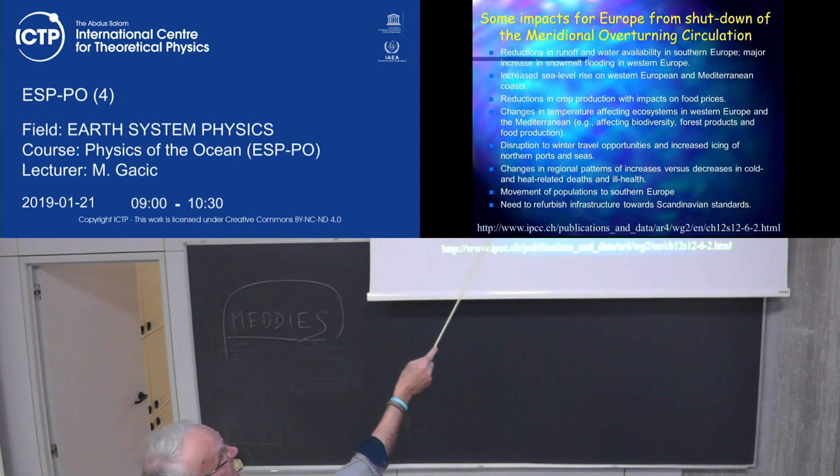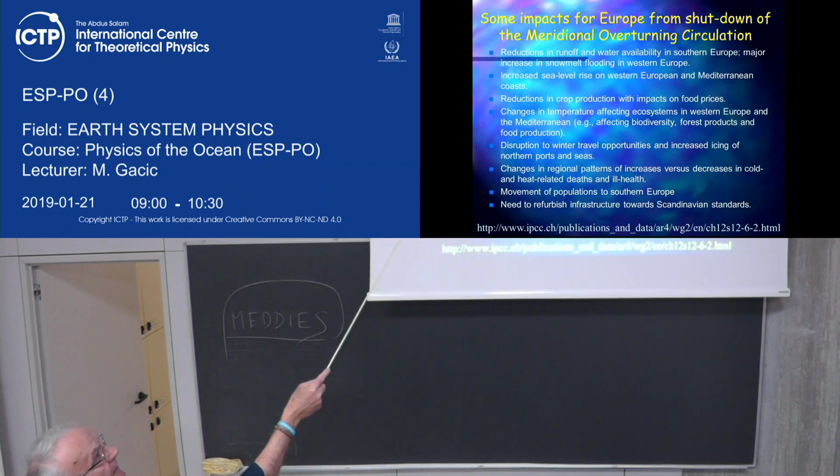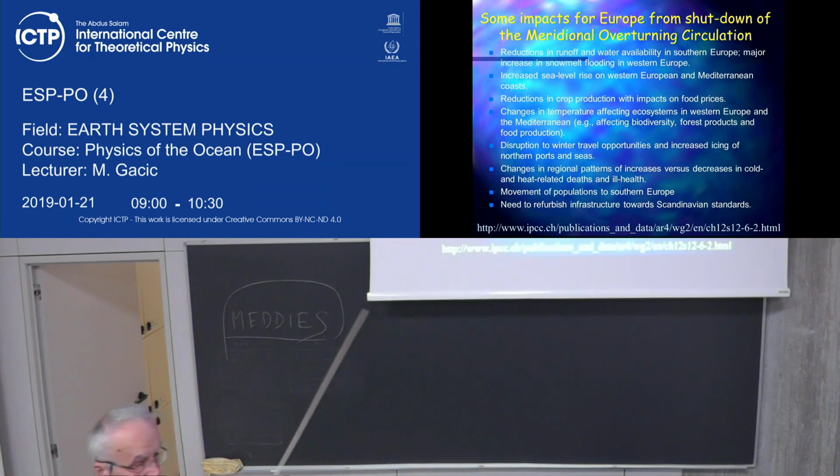We will have a reduction in runoff and water availability in southern Europe, and a major increase in snowmelt and flooding in western Europe. Changes in the sea surface temperature of the ocean will influence the formation, for example, of cyclonic activity over northern Europe. And this will then contribute to changes in water availability of southern Europe, because it will be changing the rainfall and so forth.